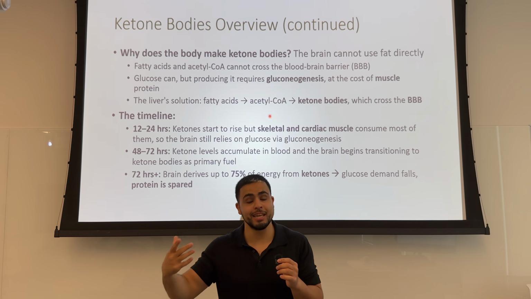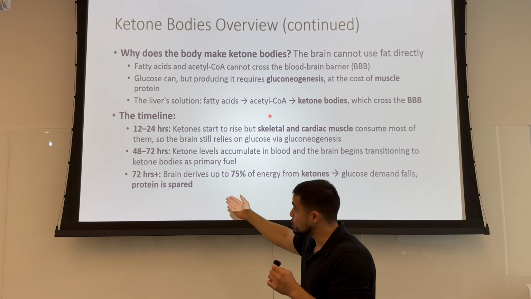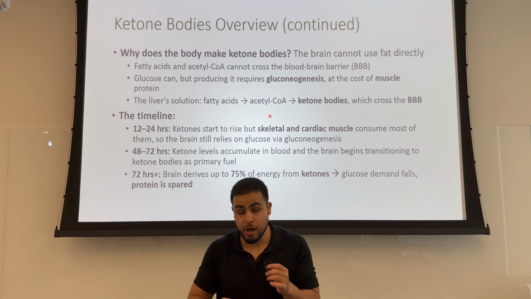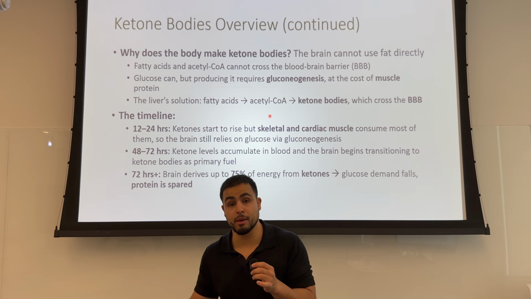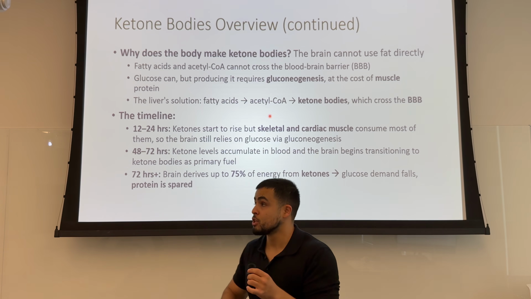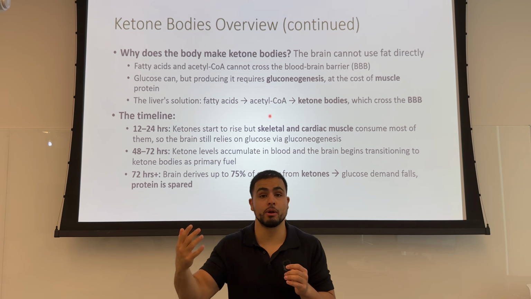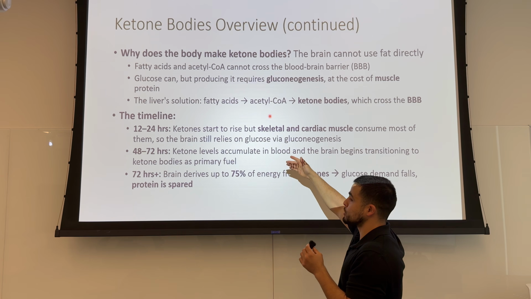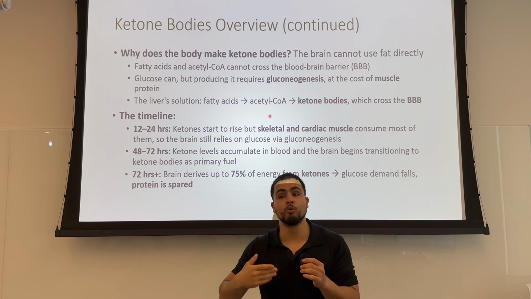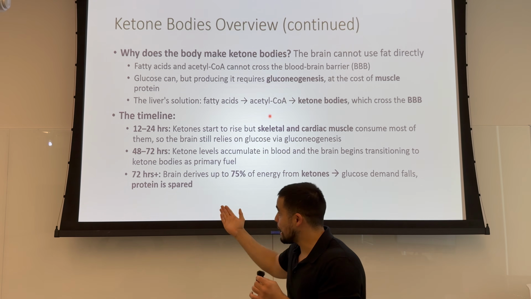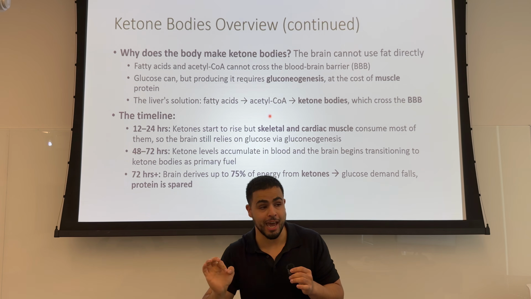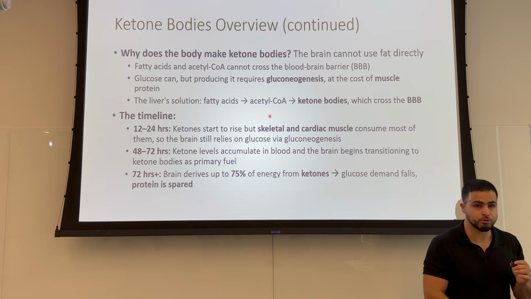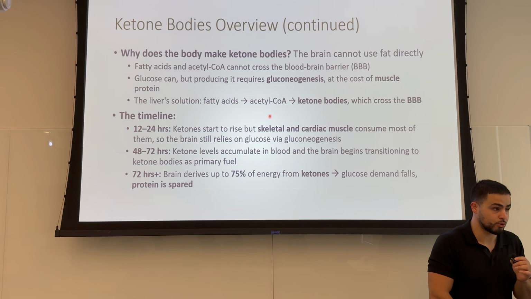However, as you continue to starve, 72 hours plus, the brain is not going to want to continue to use glucose, because now the body is breaking proteins to use the amino acids for gluconeogenesis. So at this point, the body starts to make more and more ketone bodies, to the point where no matter how many ketone bodies the skeletal and cardiac muscles use, there's always more left over for the brain. And at that point, 75% of your brain's energy is coming from ketone bodies, to spare the breakdown of proteins to synthesize glucose via gluconeogenesis.